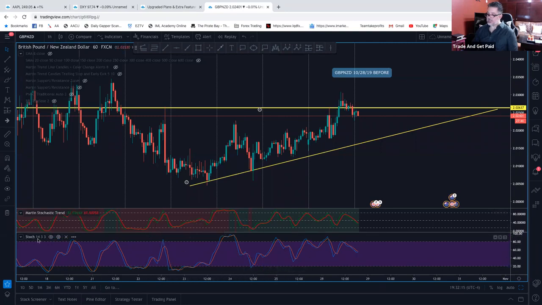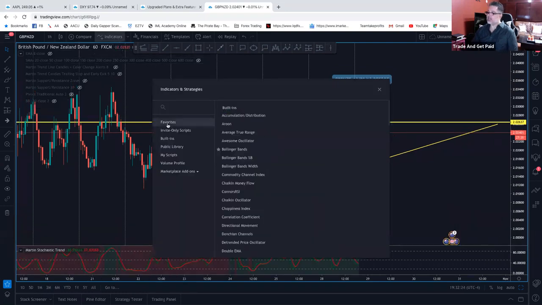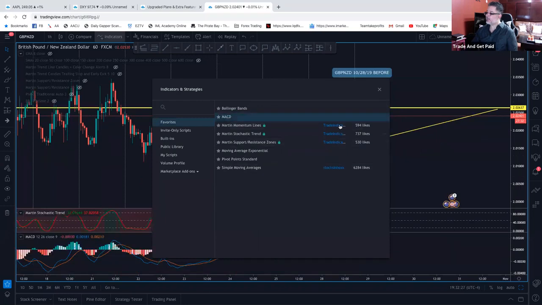So if you use those settings 14, 3, and 3, it will act close to the Martin stochastic. All right, let me move that out of the way. Let me add my MACD back, and we're in business.